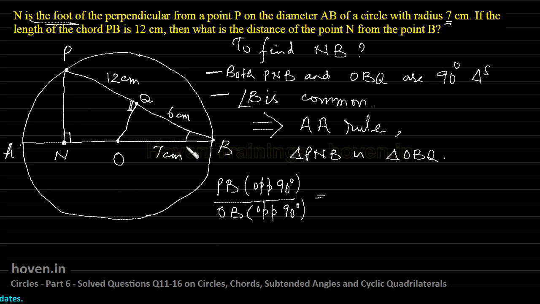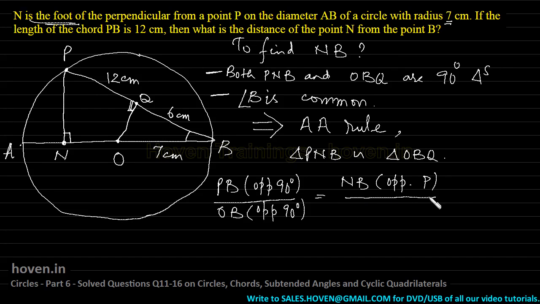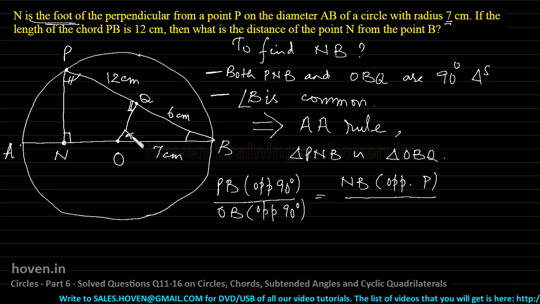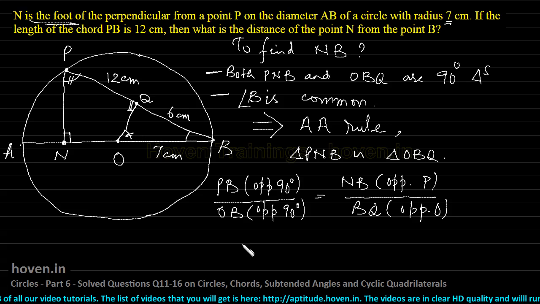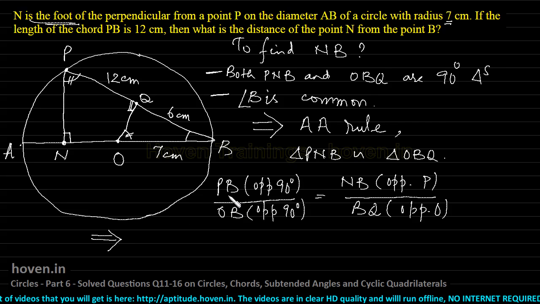Now come to the bigger triangle. The side opposite to this angle P is NB. So I will write NB opposite P. This will be taken with the side opposite this angle of the smaller triangle, which is BQ, opposite O.